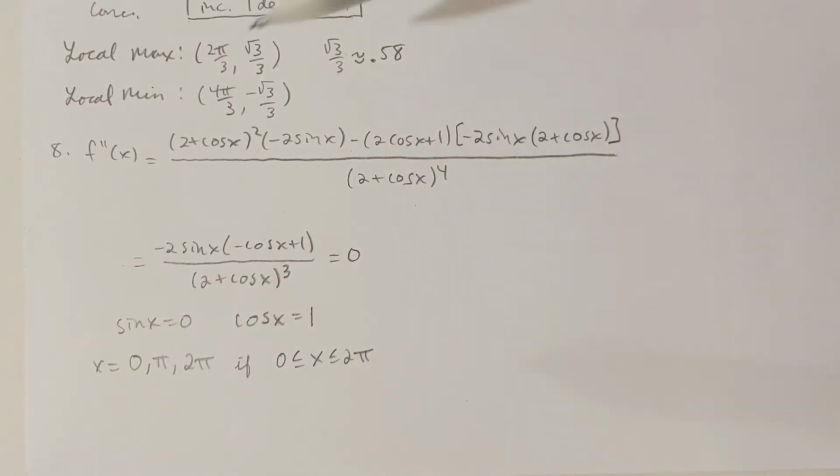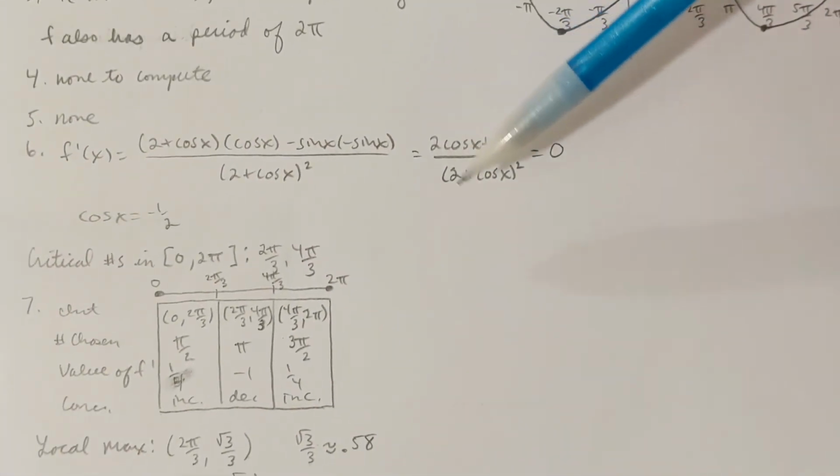Okay, and now let's go to step 8. We'll calculate the second derivative. The second derivative is going to be a quotient rule, and within the quotient rule, you'll need the chain rule.